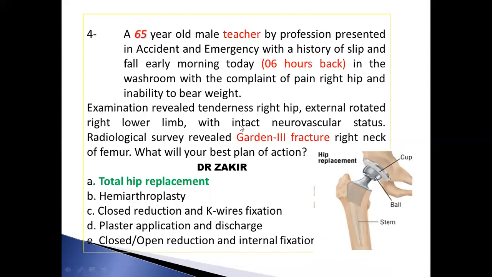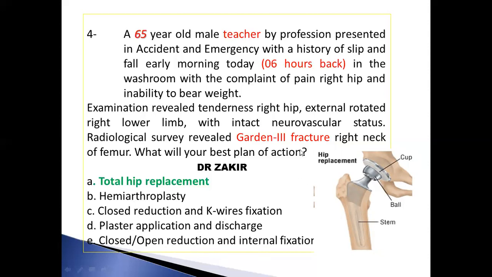So let's go for another scenario. Here I have an age of 65 years, active male, and Garden type 3 fracture. So the patient is active, age is 65, and he's a teacher. And the fracture is displaced. So we have the options of total hip replacement, hemiarthroplasty, closed reduction and K-wire fixation, plaster application and discharge, closed versus open reduction internal fixation.